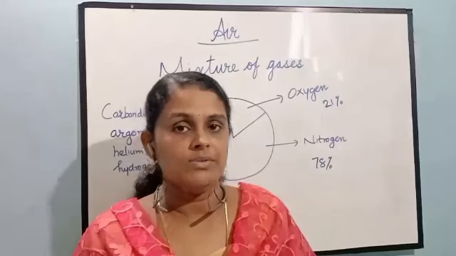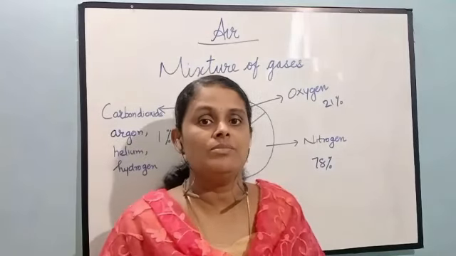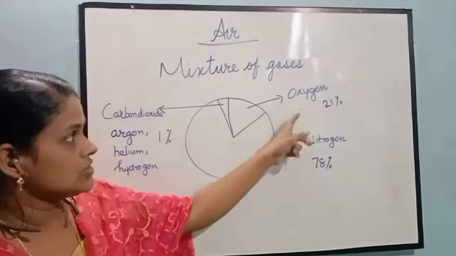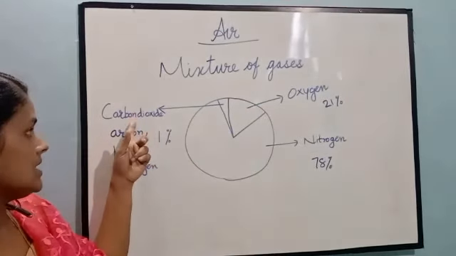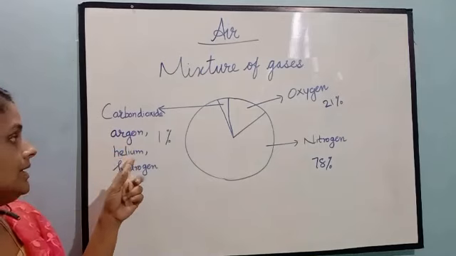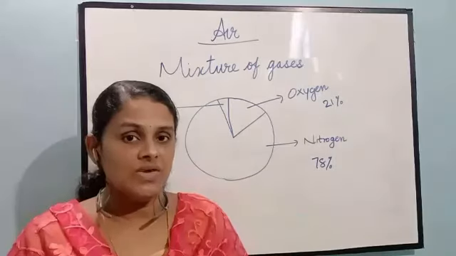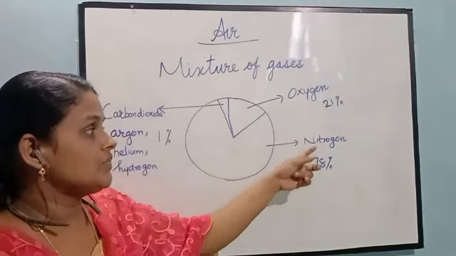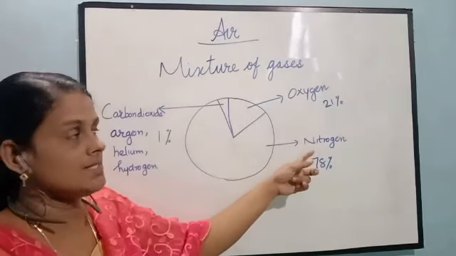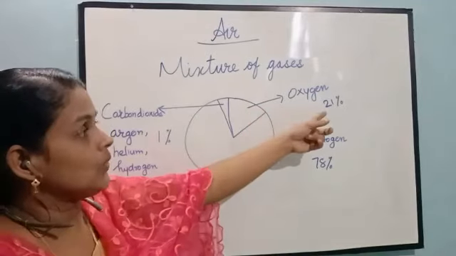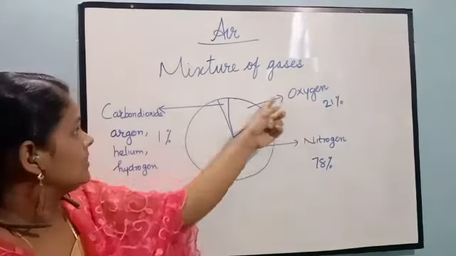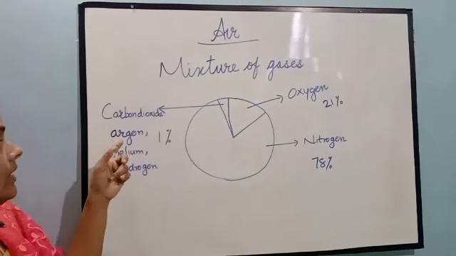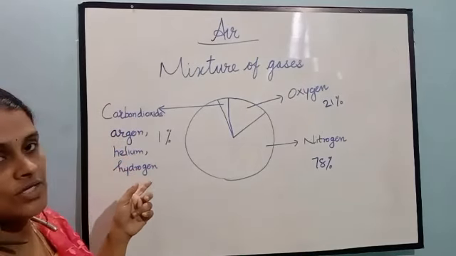Now let us learn about air. Air is a mixture of gases. Air contains nitrogen, oxygen, carbon dioxide and other gases like argon, helium, hydrogen. Water vapor is also present in the air. In the air, 78% nitrogen is present, 21% oxygen, and 1% carbon dioxide and other gases like argon, helium, hydrogen.